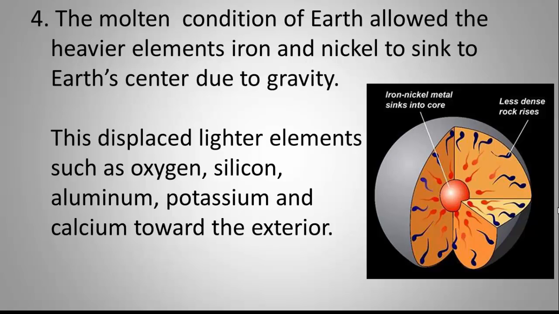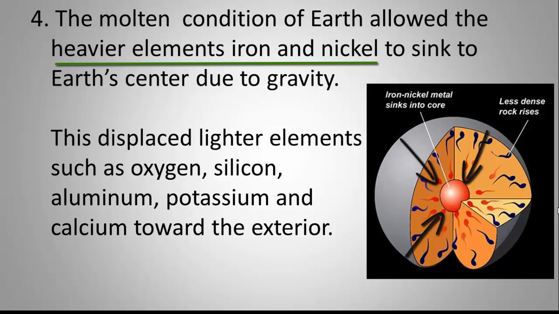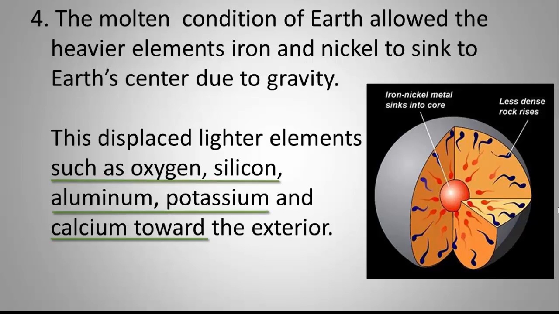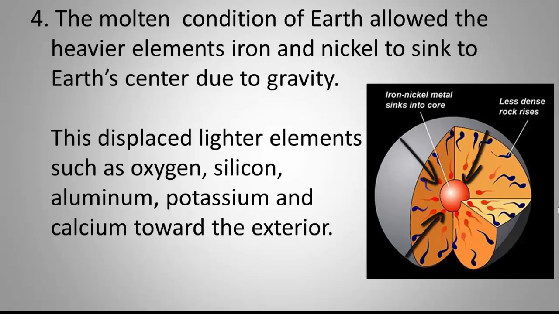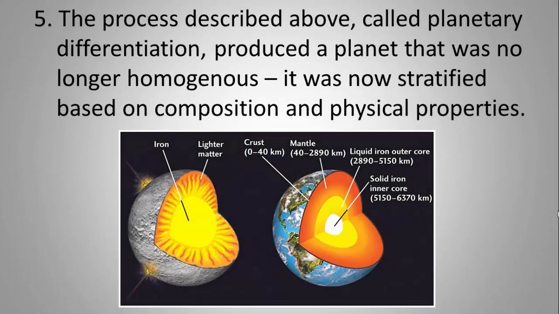Since Earth was in the molten condition, heavier elements like iron and nickel were pulled to Earth's center by gravity. This process displaced lighter elements, oxygen, silicon, aluminum, potassium, calcium, and others, toward the exterior. So here we have an image that tries to illustrate the sinking of the iron and nickel toward the center and less dense elements moving toward the exterior. So this process we call planetary differentiation.